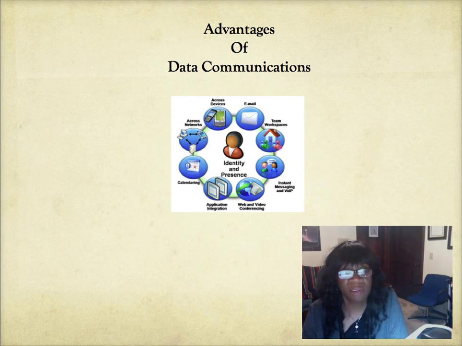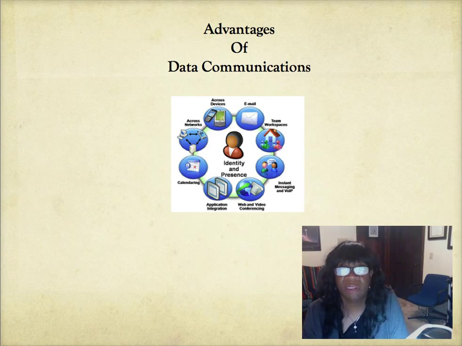The second advantage of data communications is that it helps us to improve our communications. Data communications helps in the creation of a shared information environment, allowing information to flow easily from the sender to the receiver without barriers.